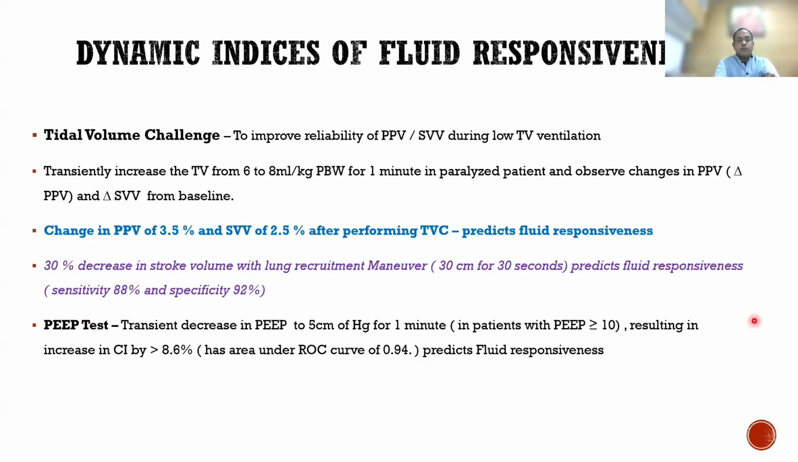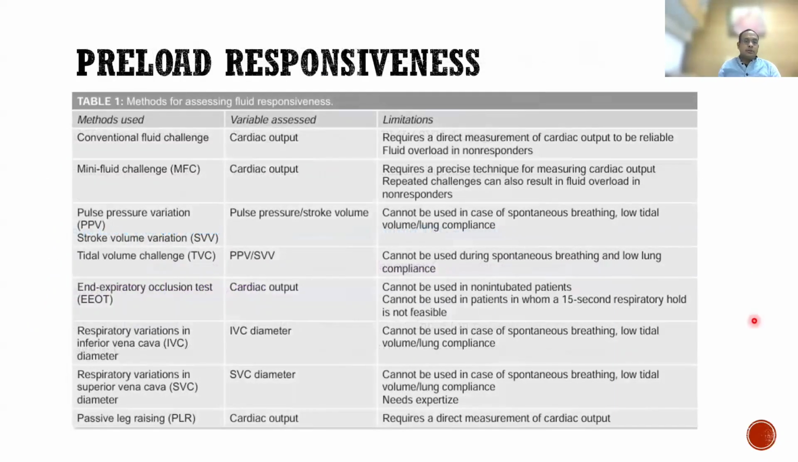The third thing is we also do a PEEP test. We decrease the PEEP to 5 centimeters of water for 1 minute in patients where the baseline PEEP is more than 10, and if it increases the cardiac index by 8.6%, it also predicts fluid responsiveness. It is a very good predictor with an ROC curve of around 0.94. So this we have.